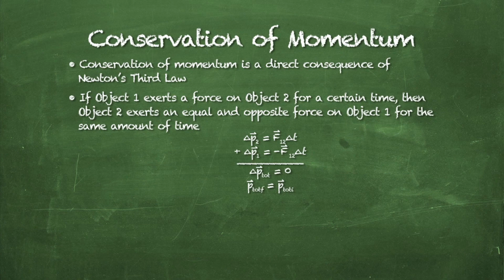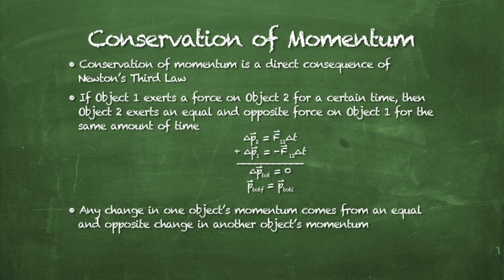And when we add these up, when we add the change in object 1's momentum to the change in object 2's momentum, we get the total change in momentum on the left-hand side, and on the right-hand side we get 0 because we're subtracting something from itself. So finally, the total change in momentum when two objects interact is 0, or the total momentum that we have finally is equal to the total momentum that we have initially.